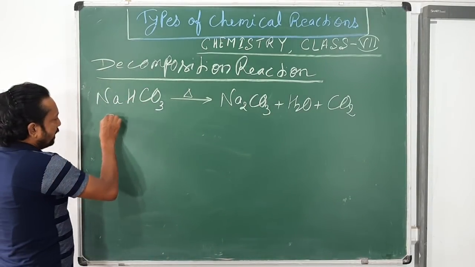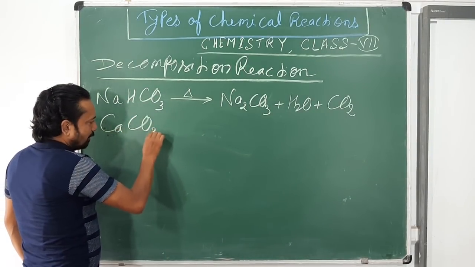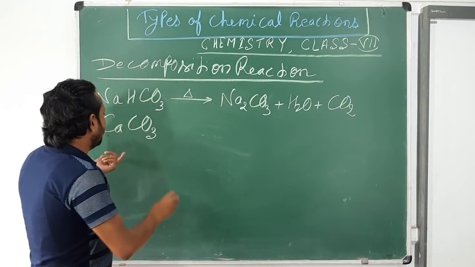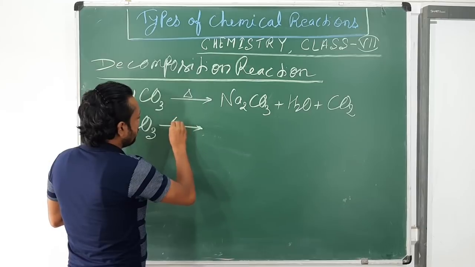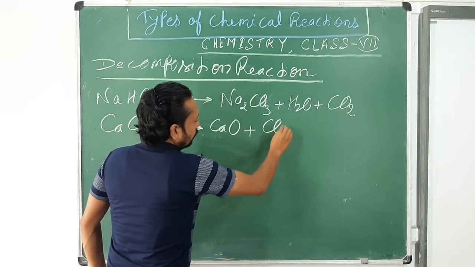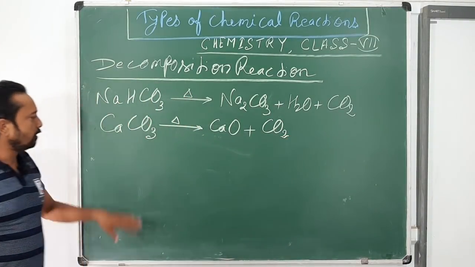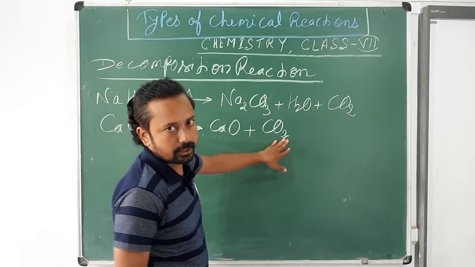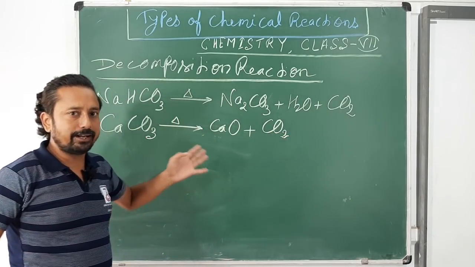Another example, if we use calcium carbonate, all of you know about limestone. When limestone is heated strongly, it forms calcium oxide and also carbon dioxide. So here also one reactant decomposes and forms two different products. This is one example of a decomposition reaction.